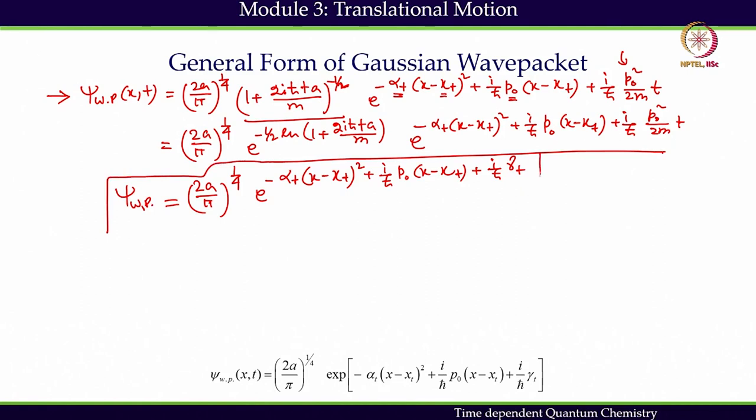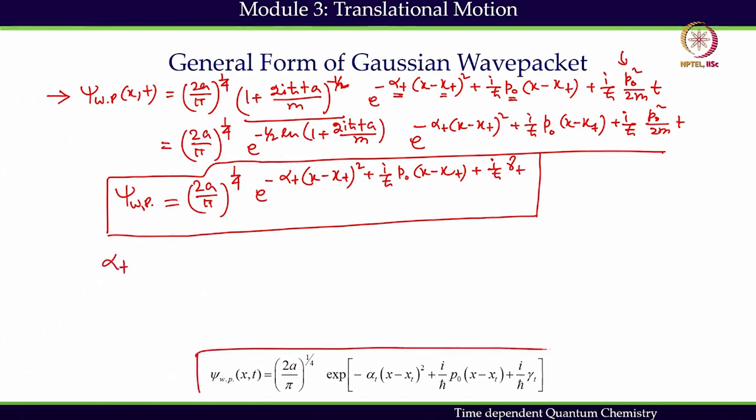The general form will be used, where we have alpha t, and this is given here, where alpha t is a by 1 plus 2 i h cut t a by m. P naught is the momentum of the wave packet, h cut k naught. X t is the center of the Gaussian.